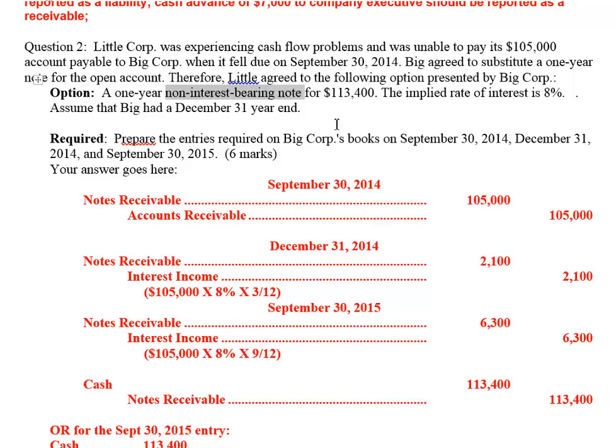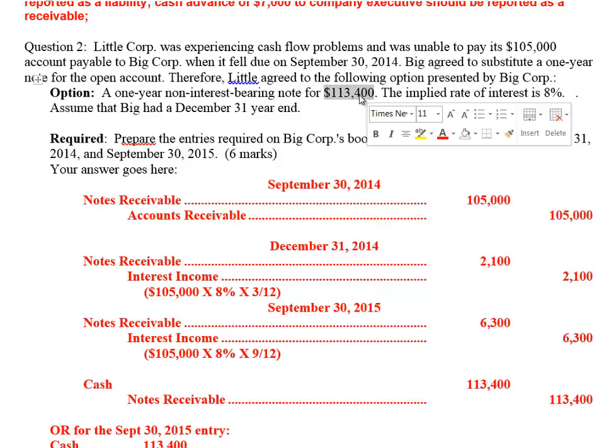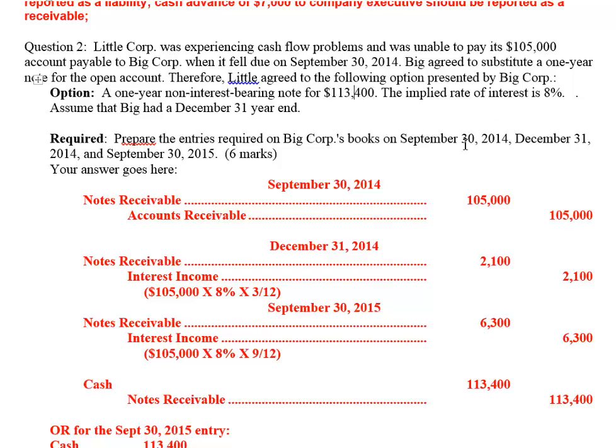And it tells you that we're making the note for $113,400, being the amount that little is going to have to pay back to big at the end of the year. And that means we've implied an interest rate of 8%. So when you take 8% multiplied by 105,000, that will give you the amount of interest that's included in this 113,400. It's a short-term note, so we can do it that way.